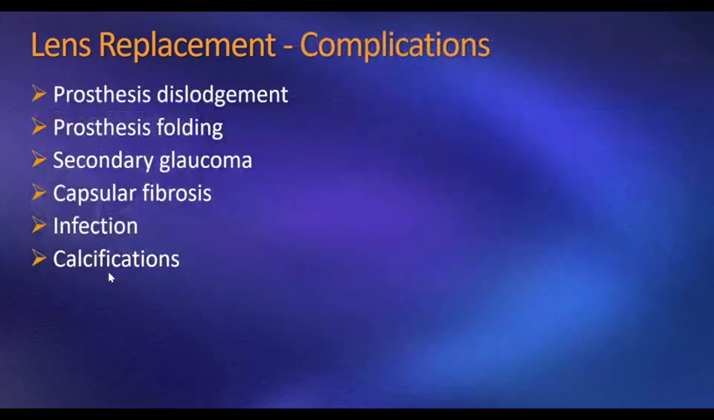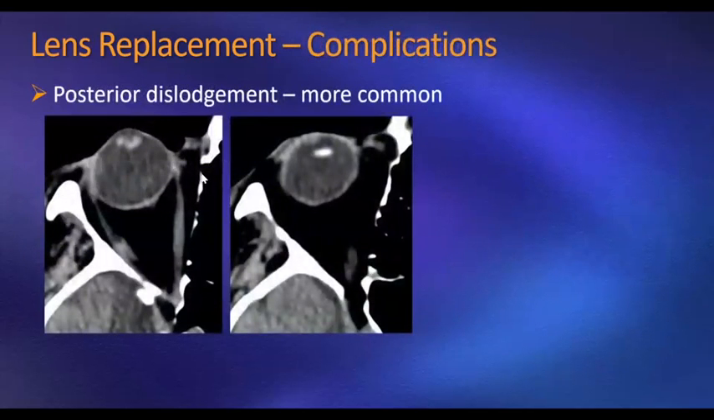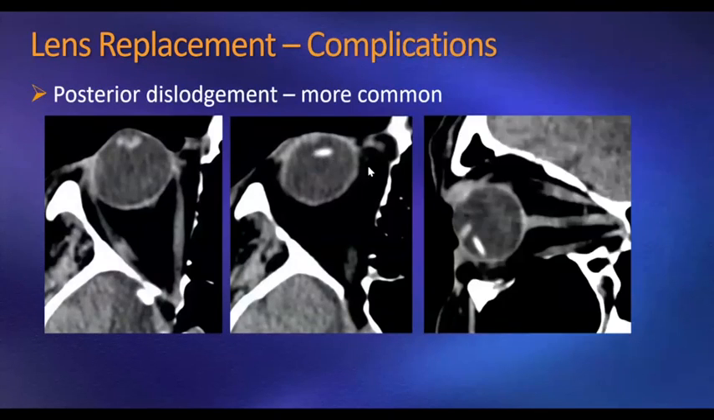Many complications can be associated with lens replacement, and we will be going through these separately. Dislodgement of the lens is the most common complication. Typically, it occurs in posterior direction. In this patient, we have the wavy appearance of the iris, with the silicone lens being displaced posterior to the iris. The profound displacement is more apparent on the sagittal reformatted image, where we see the dense silicone lens posterior inferior to the iris itself.